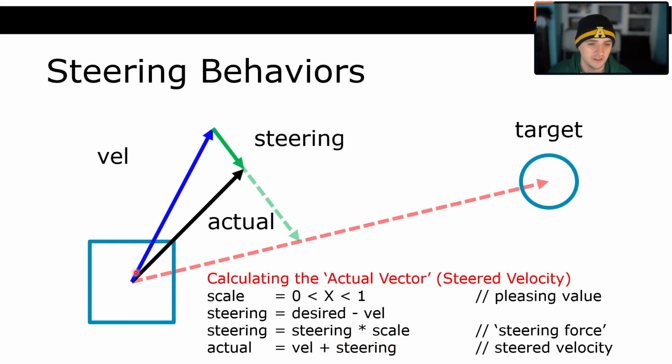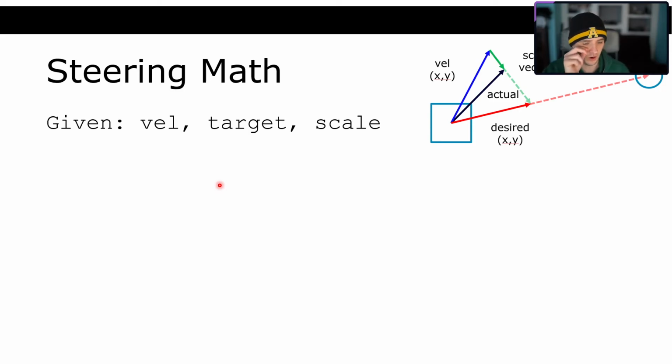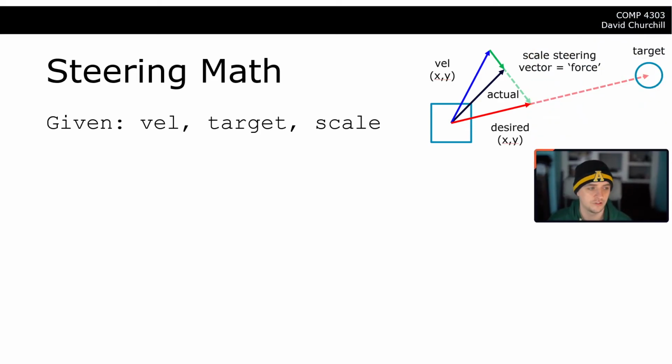So we take the blue vector, which is our current velocity, we add the steering vector, which is how much we want to turn, and then we get the actual velocity. And that is the steering. So let's do that in code, because sometimes it's a lot easier to look at things in code, or at least I find it's easier to look at in code sometimes.